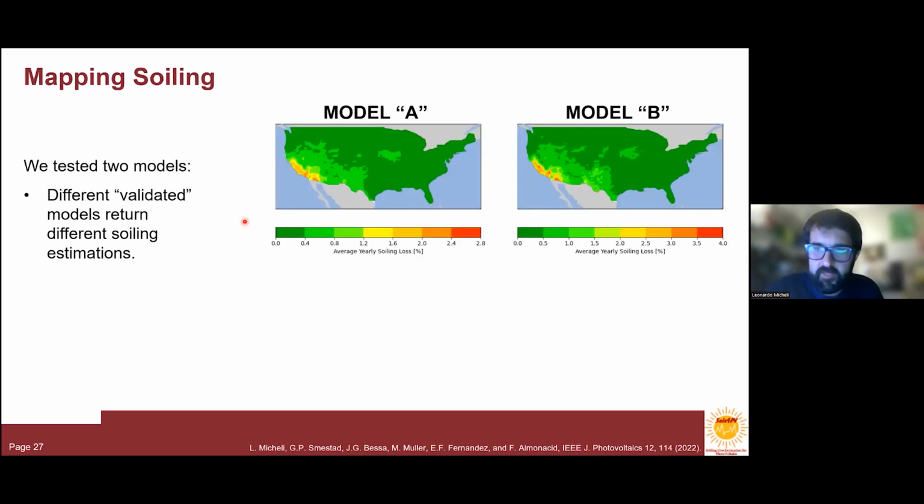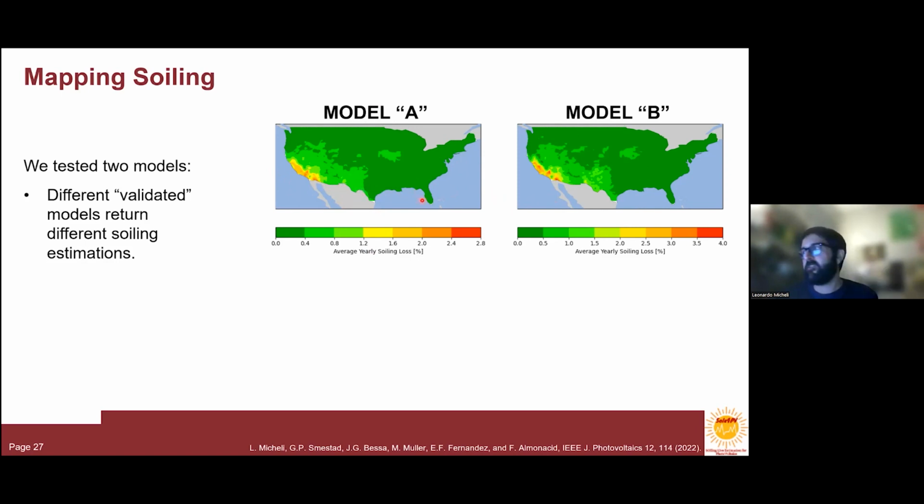So what we did with Greg and other colleagues last year, or maybe 2 years ago, was try to compare the estimation of two models. Now, for this class, it's not very useful to say which models we are using, so we're just going to refer to Model A and Model B. As you can see, these two models return a pretty similar qualitative distribution of soiling, identifying that most of the losses in the US occur over the Southwest.